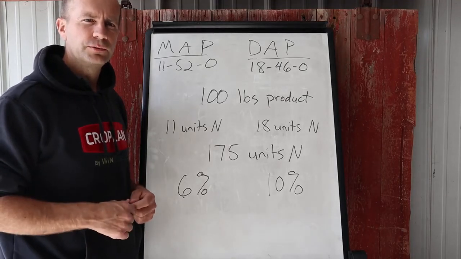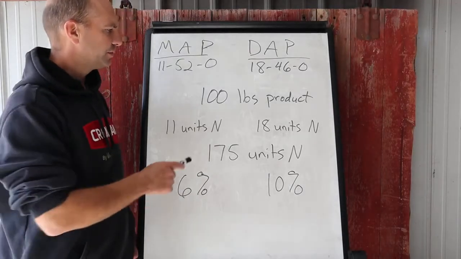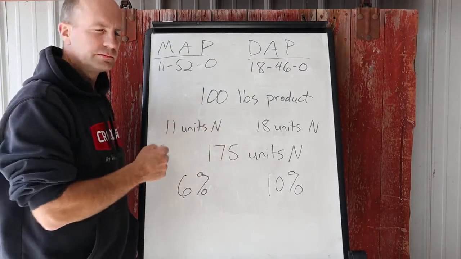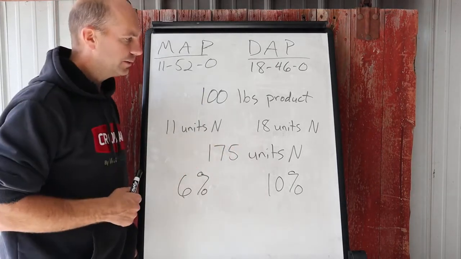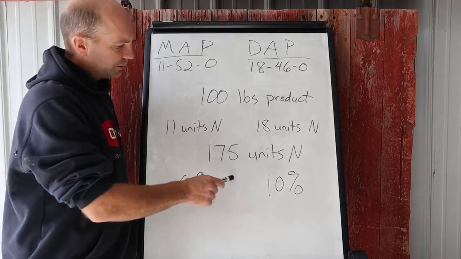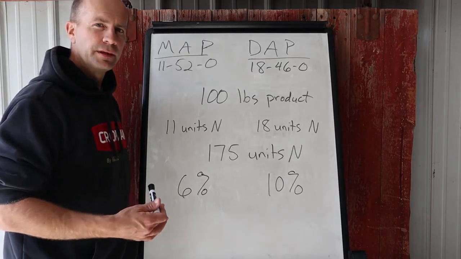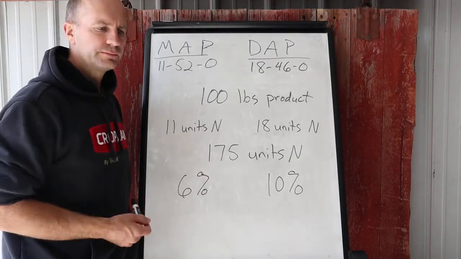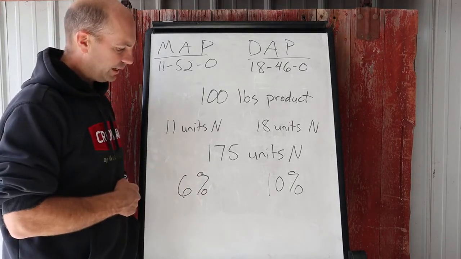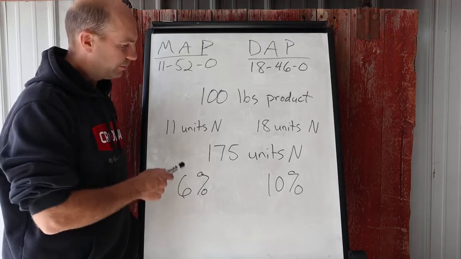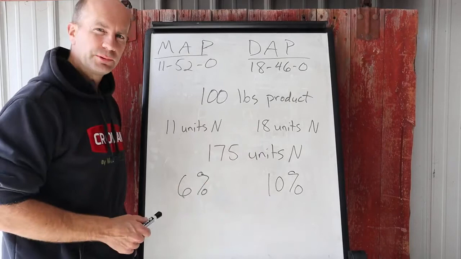So let's go through some scenarios and talk about what can happen to that nitrogen. For easy figuring, let's just assume we're putting out 100 pounds of product, either MAP or DAP. We're going to get 11 units of N with the MAP, 18 units with the DAP. And if we also assume we're shooting for somewhere around 175 units of total nitrogen with our other nitrogen source to raise roughly a 200 bushel per acre corn crop, 11 units out of 175 is just under 6% of my total N needs for that crop. 18 units from the DAP, just over 10%.